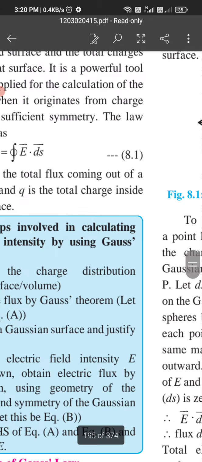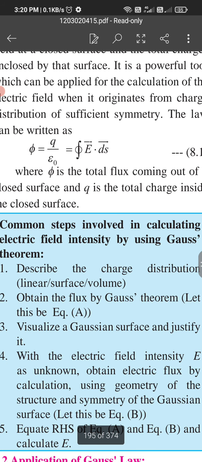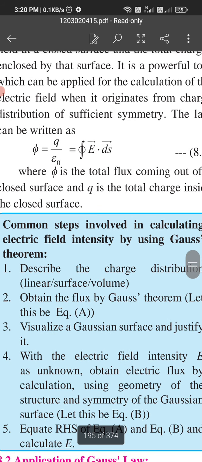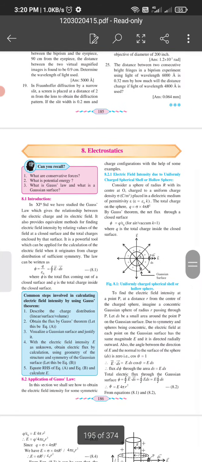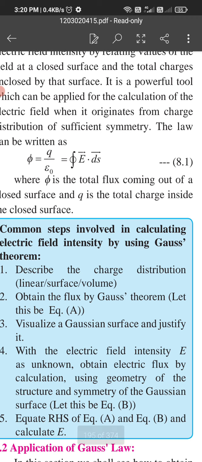Then the common steps involved in calculating electric field intensity by Gauss's theorem are: describe the charge distribution, that is linear, surface, and volume; obtain the flux by Gauss theorem; then visualize a Gaussian surface and justify it with the electric field intensity E as unknown, and obtain electric flux by calculation using geometry of the structure and symmetry of the Gaussian surface.